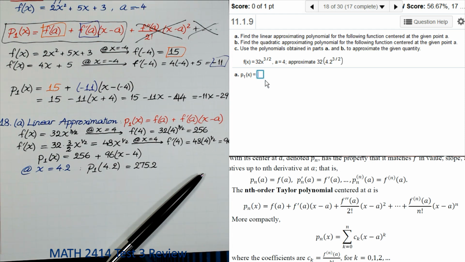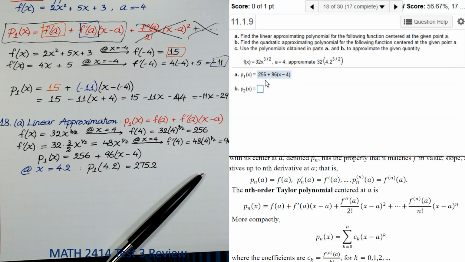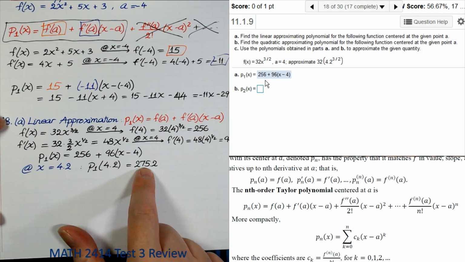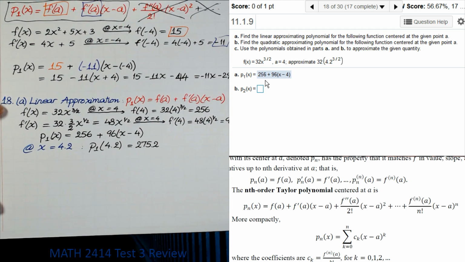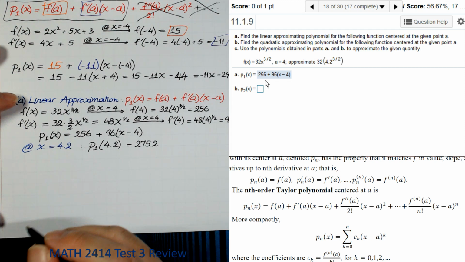First, we have 256 plus 96 x minus 4. Right. That's the nice thing about my MATLAB answer. You don't have to simplify. Right. Actually, we'll get back to this number later. Next, quadratic approximation.